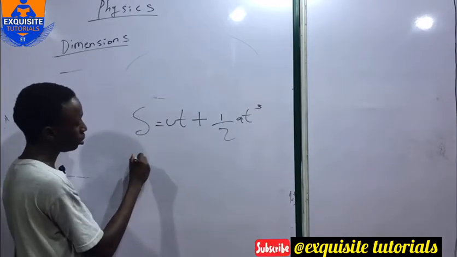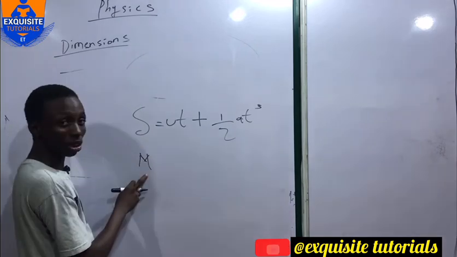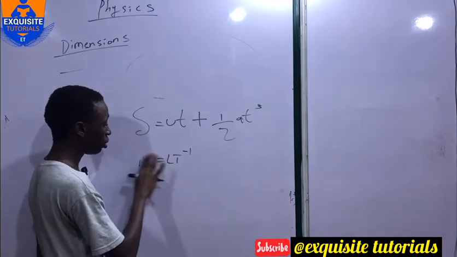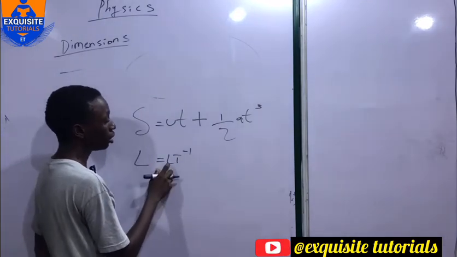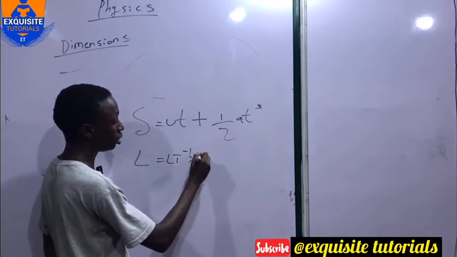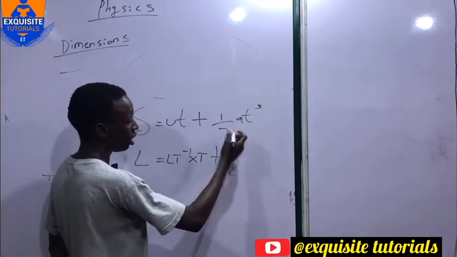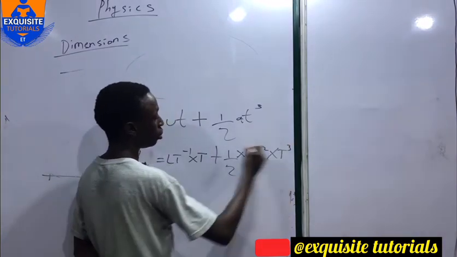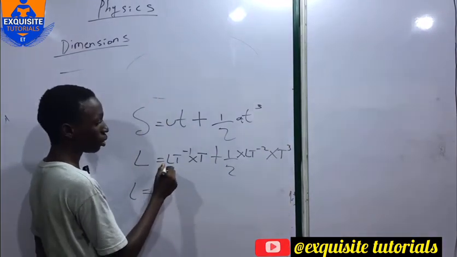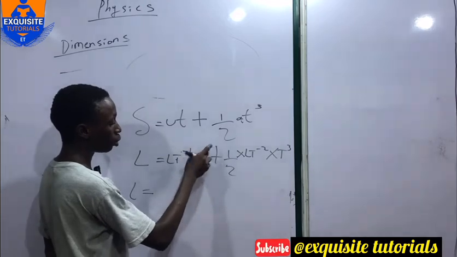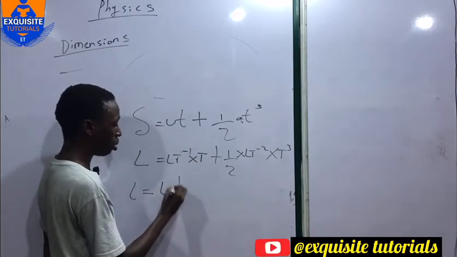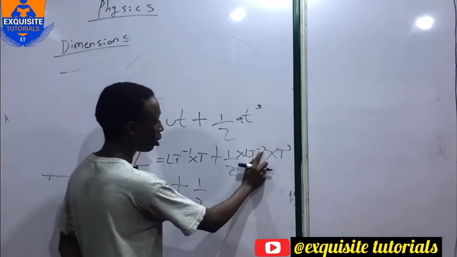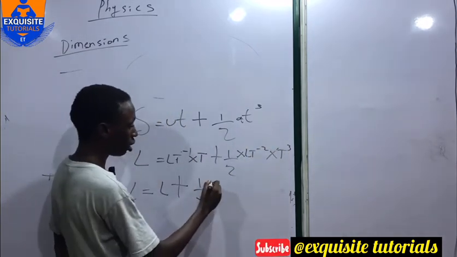So when our s is in what? Distance, so that is in L. Velocity is LT minus 1, times T, plus 1 over 2. Acceleration is LT minus 2 times T cube. So this will give us L is equal to this minus 1 plus 1 is 0. So this will leave us with L plus 1 over 2, minus 2 plus 3 is 1, LT.